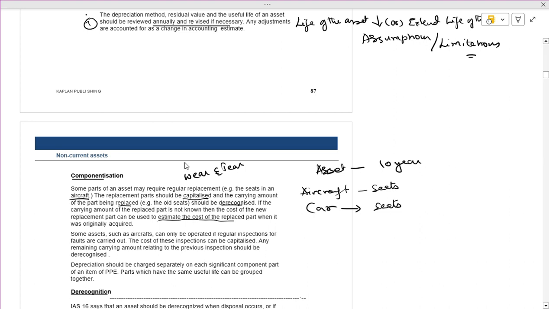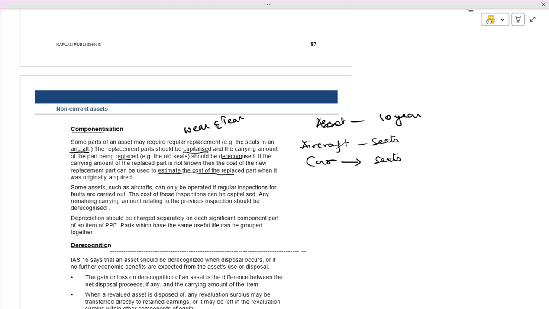Some assets such as aircraft can only be operated if regular inspections for faults are carried out. That means if an aircraft needs regular maintenance, and definitely when we need regular inspections, we will make some replacements. The cost of this expensive inspection should be capitalized. The remaining amount relating to the previous inspection should be derecognized.